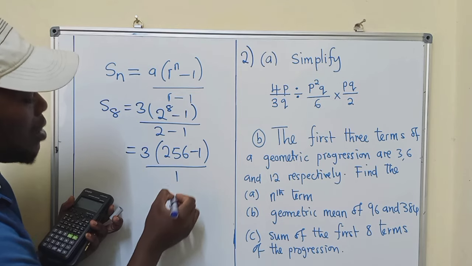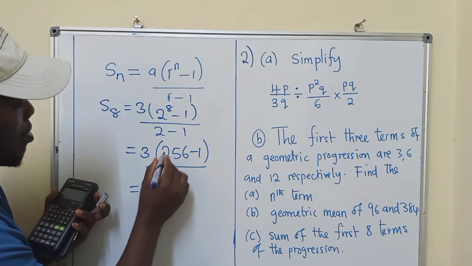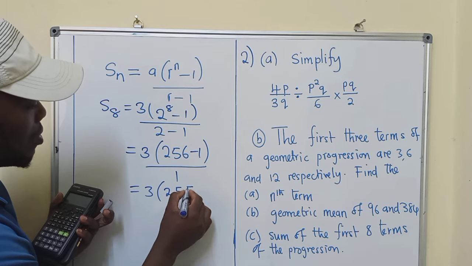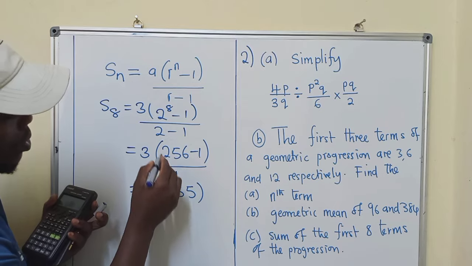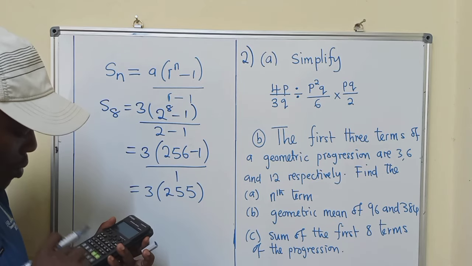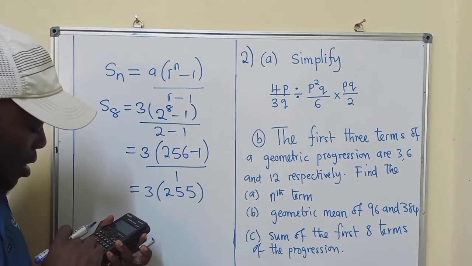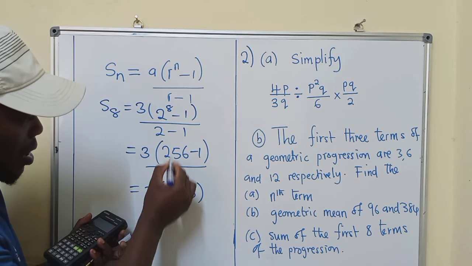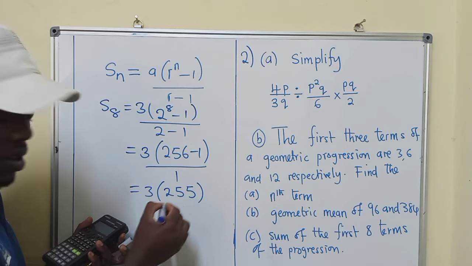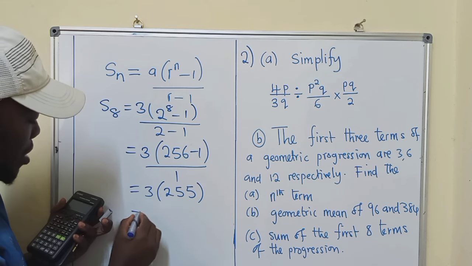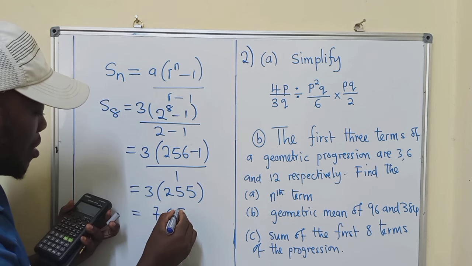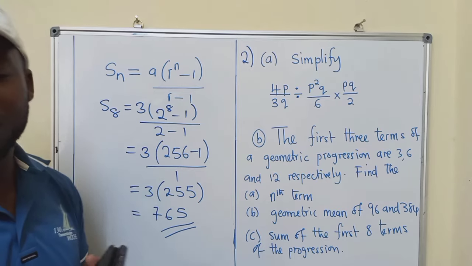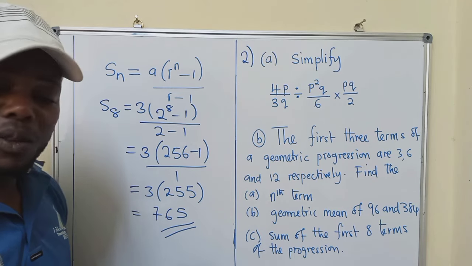And here it's a 1. Here it will be 3 times 255, because 256 minus 1 is 255. And the 1 won't change anything. It will just be the same. When we multiply 255 by 3, we are getting 765. Okay, so that's it. Is it clear now?